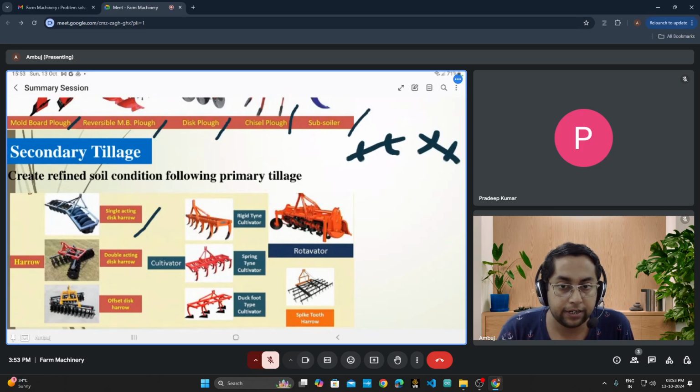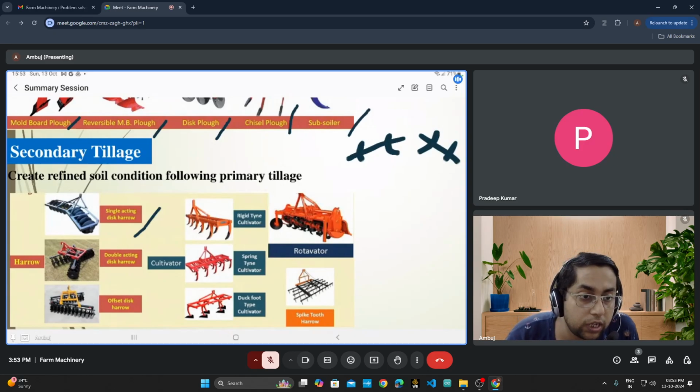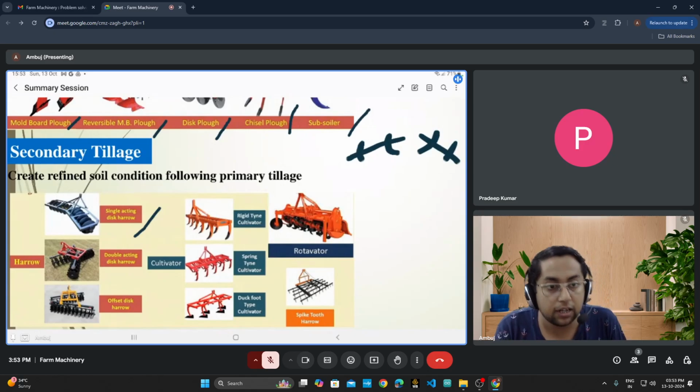Then the duck foot type cultivator is there. They are different on the basis of different tines, classified as rigid tine, duck foot or spring tine. Aside of that, you can see the spike tooth harrow is there, as well as the rotavator or rotary tiller. I have already explained it in much greater detail. It is a secondary tillage implement.